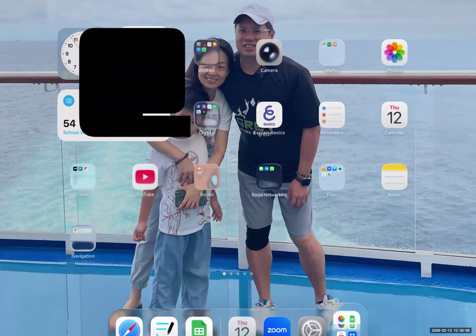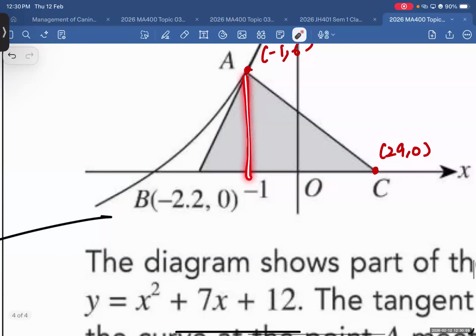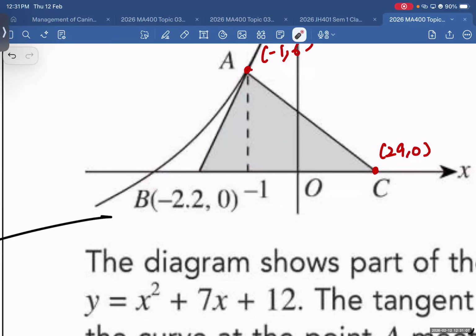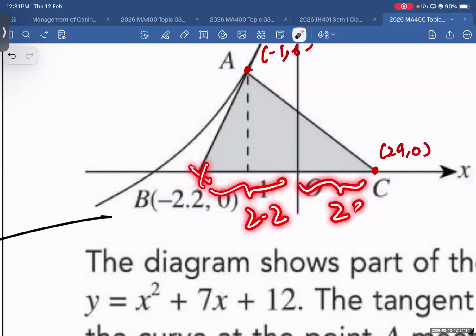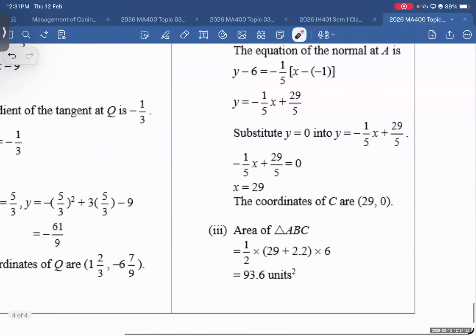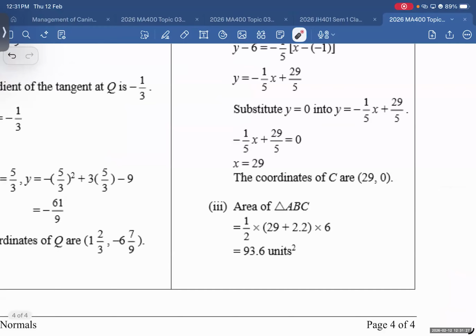You can see, if this is 6 units, because this is 6, this is 2 point, so this is 2.2, right? The shaded part is 2.2. So this part is 2.2. What is this portion? 29, right? It's not really drawn to scale, but it is what it is. This is 6. Half times base times height. Okay, so with that, you actually don't need Schulich's method.